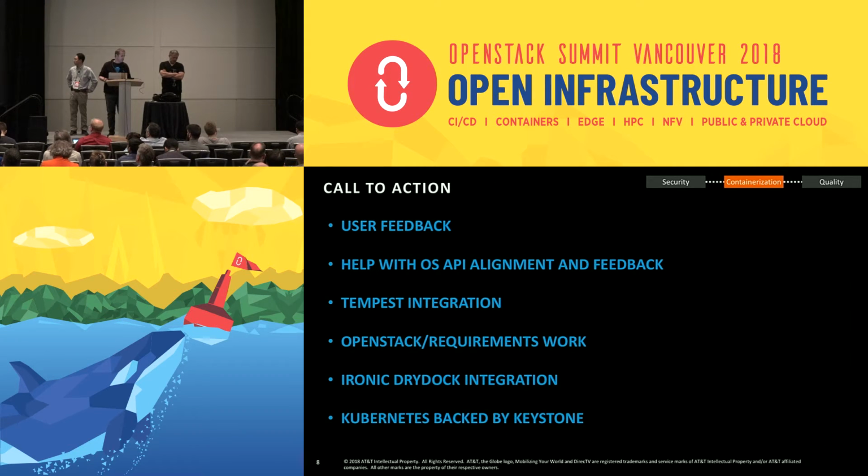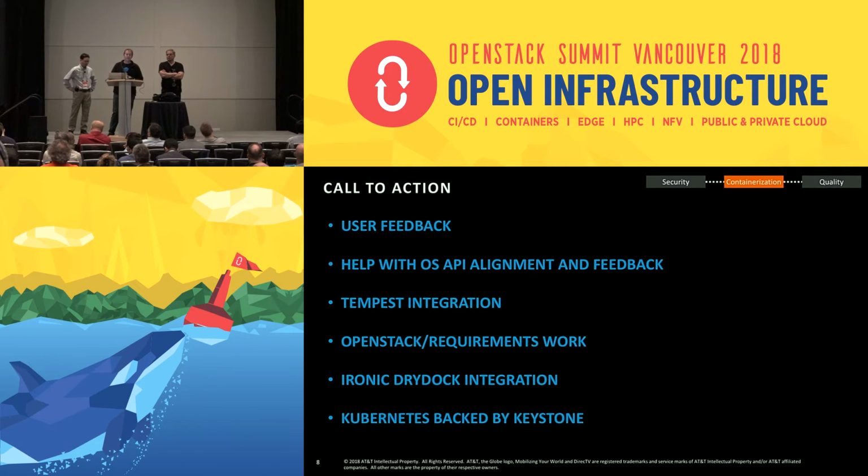So, call to action. The first item, number one on the list, is we really want user feedback. This is the most important. Secondly, help with OpenStack API alignment. Again, these projects were born in the open, but they were not born from the first line of code in the OpenStack Foundation, so there's not necessarily 100% alignment with how all the APIs function. We'd love to hear from people on how to bring that together.